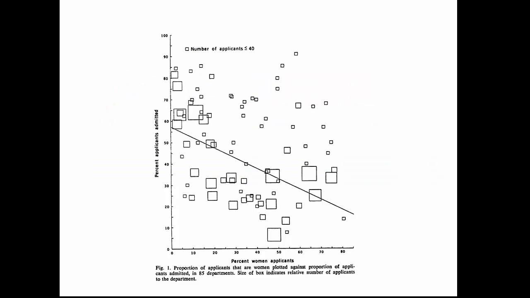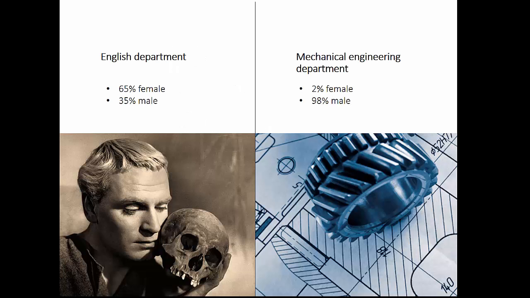The explanation in a nutshell was that there are different departments with different acceptance rates, and there's a big difference in where male and female applicants want to go. For example, in the English department, 65% of the applicants were female, but it was a very hard department to get into, so there's a low acceptance rate. For the mechanical engineering department at Berkeley, most of the applicants were male, but it was a much easier department to get into. These different levels we will talk more about next week.